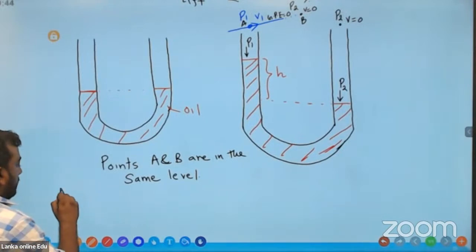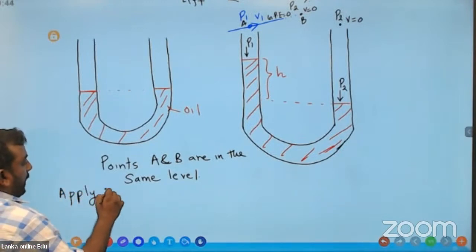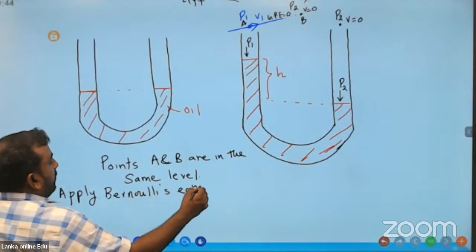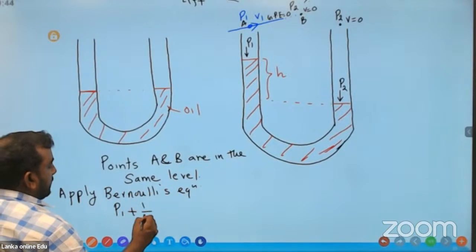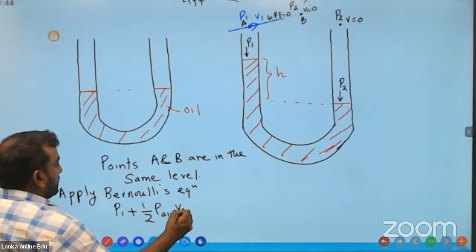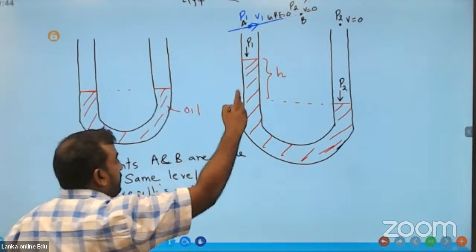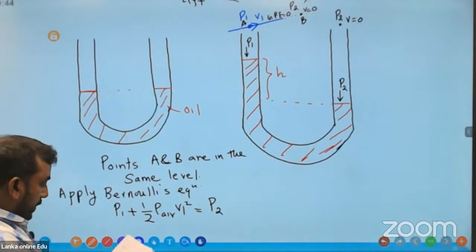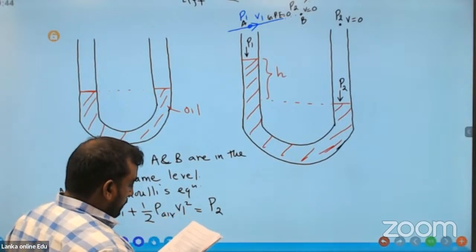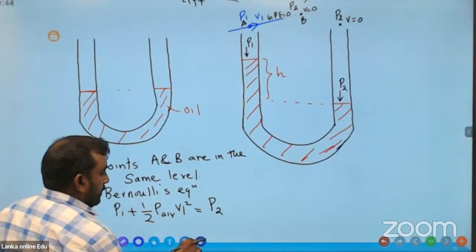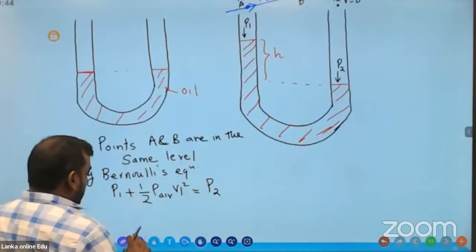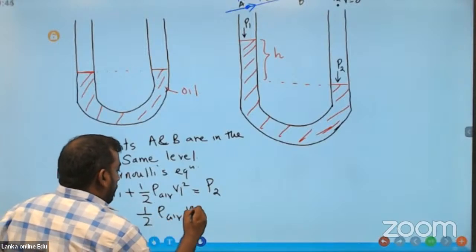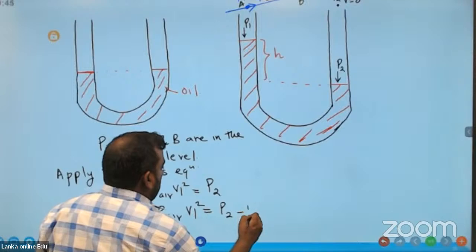Now we apply Bernoulli's equation. Once you apply Bernoulli's equation: P1 plus half density of air V1 squared, no height, Gp equals 0 line, equals pressure P2, no velocity. Simplify this carefully. What are they asking you? Simplify it slightly further: half density of air V1 squared equals P2 minus P1. Equation number 1.